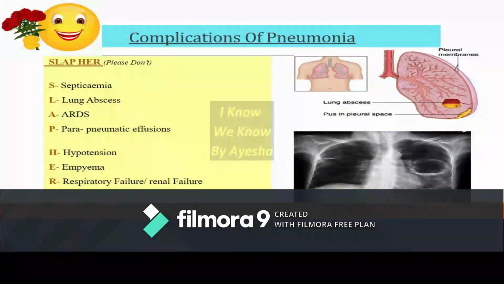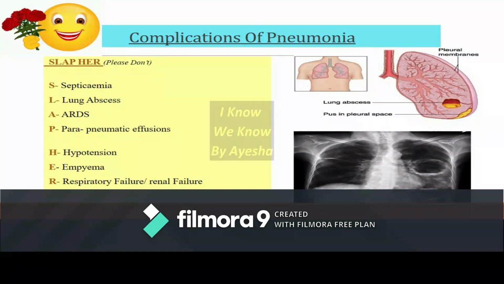Now the complications of pneumonia. I have given a very precise word, like SLAP HER, which can be remembered for a long time and easily memorized. SLAP HER means S septicemia, L lung abscess, A ARDS, acute respiratory distress syndrome, P parapneumonic effusion, H hypotension, E empyema, R respiratory failure or renal failure.